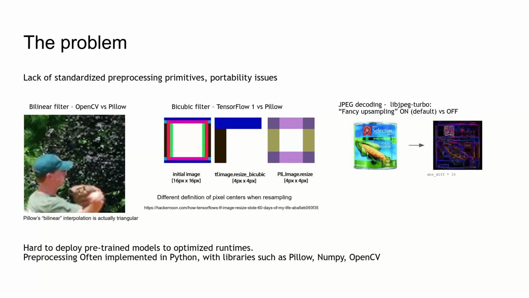The second big problem has to do with the availability of libraries at inference time. We often define and implement the data pipeline with Python libraries such as Pillow, NumPy, OpenCV, etc. And those libraries might not be available at inference time on an optimized environment and must be implemented with what is available.